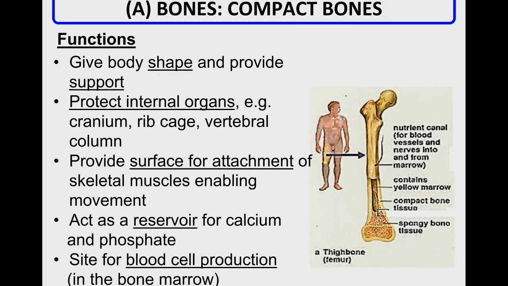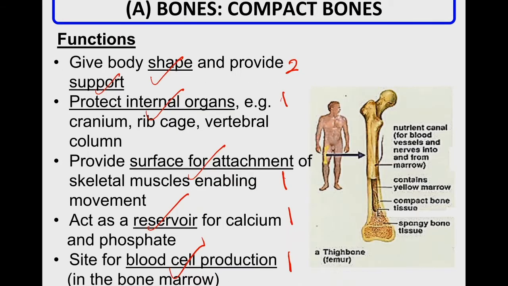In this chapter, they will ask us about the structure, the functions and distribution. So the functions of the compact bones are to give shape and provide support, protect internal organs, provide surface for attachment, as reservoir for calcium and phosphate, and site for the blood cell production. So kita ada sini 2, 3, 4, 5, 6 functions of the compact bones. Please memorize all of them.